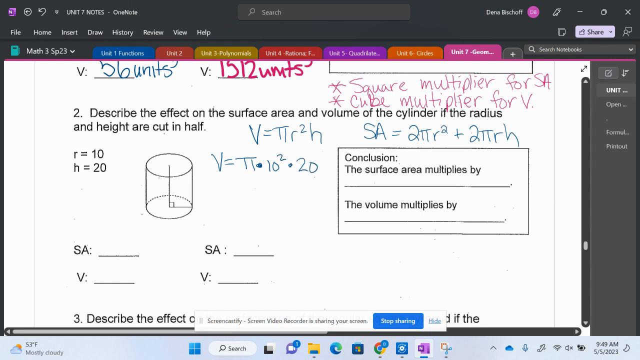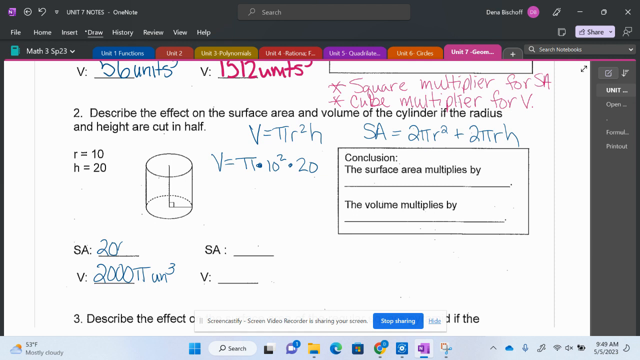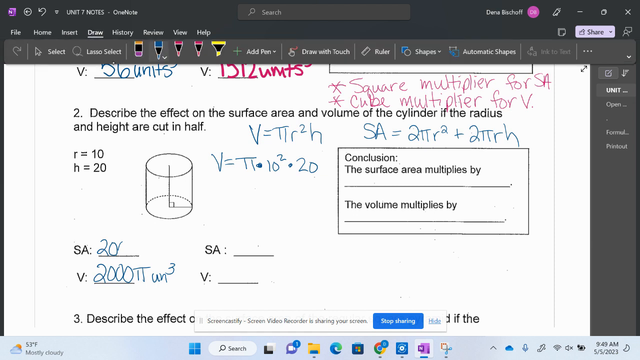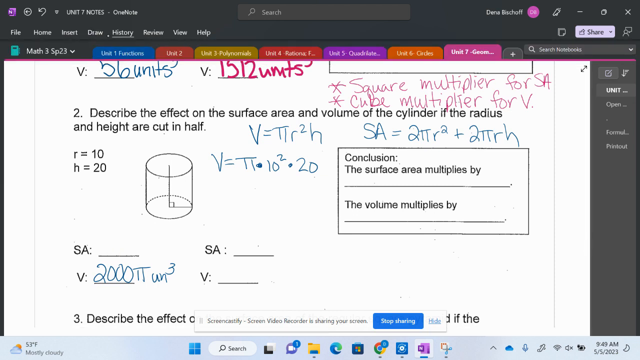Well, 10 squared is 100, and 100 times 20 is 2,000 pi units cubed. Just leaving pi like as a variable. Just leave it as a variable. Don't even multiply that out. It's going to give you a bunch of decimals and we don't need that.